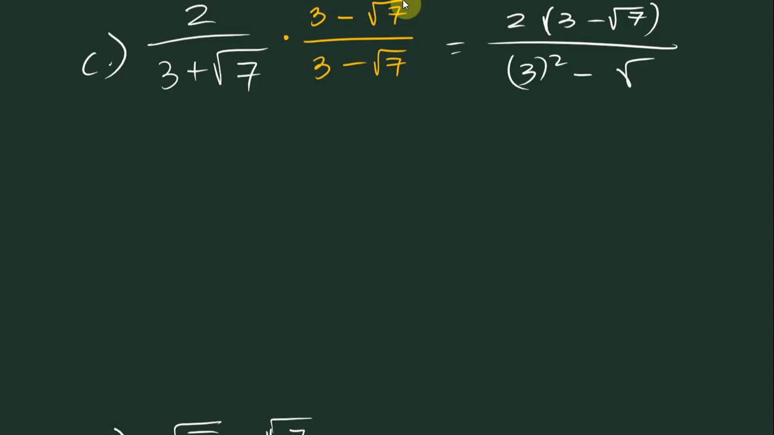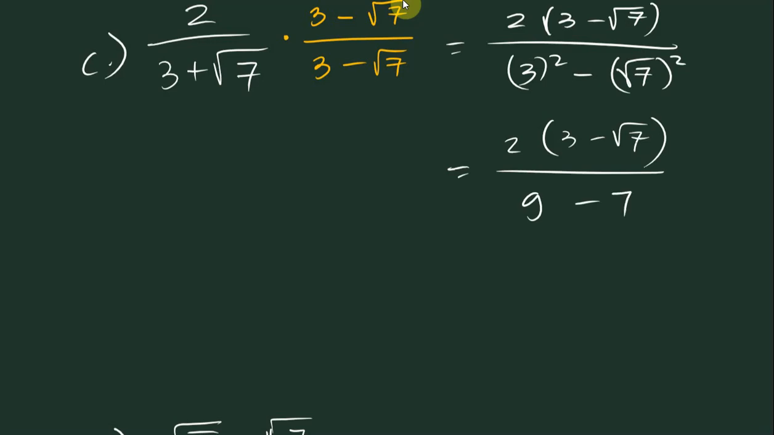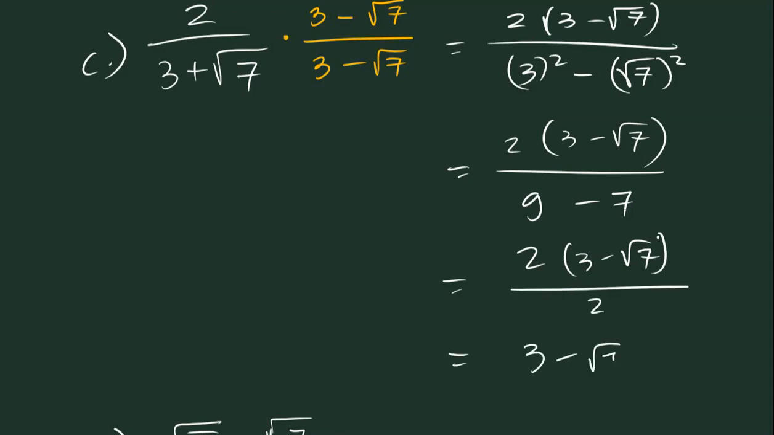And then minus the square root of 7 squared. So what do we get? We will get 2 times 3 minus square root of 7 over 9 minus 7. Then we will get 2 times 3 minus square root of 7 divided by 2. So this will be 3 minus square root of 7. Cancel this out.